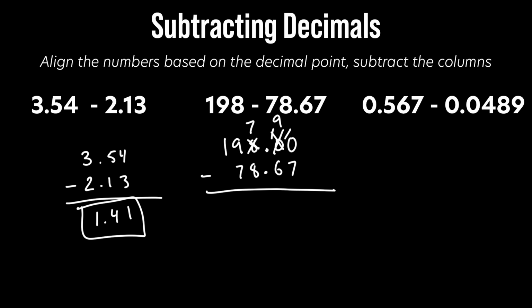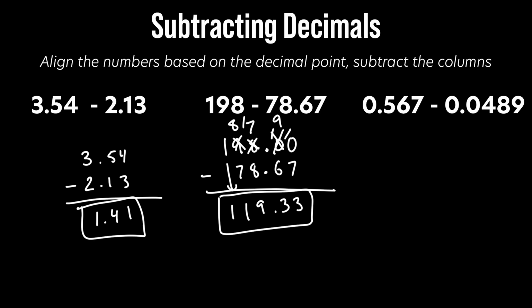So now we have 10 minus 7, which is 3, 9 minus 6, which is 3, and we have 7 minus 8. Again, we have to borrow from the left. 9 minus 1 is 8, and we can add the 1 to the digit to the right. So we have 17 minus 8, which would be 9, and 8 minus 7 is 1. And then finally, we bring down the 1 from the first number, and we have 119.33.